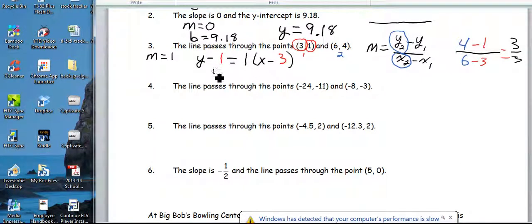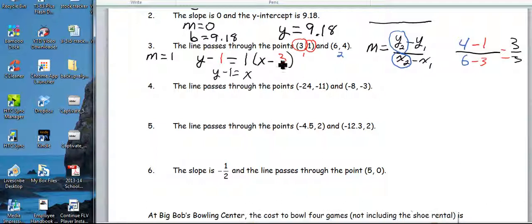My equation, when I simplify it, becomes y minus 1 equals, and then 1 times x is x, and 1 times negative 3 is negative 3. Now I have to isolate the y, so I would simply add 1 and add 1. What I get is y equals x, and then negative 3 plus 1 is minus 2. So here is my final answer in slope-intercept form.